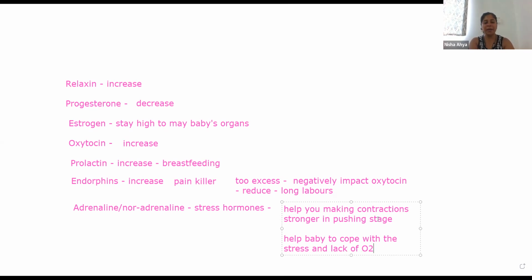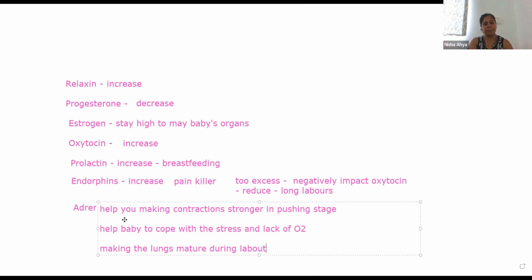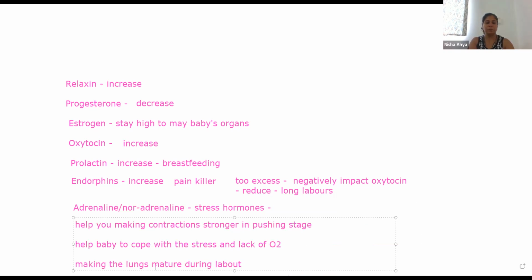And they also help in making the lungs mature during labor. The lungs of the woman, or of the mother of the kids? I don't understand. The baby. So adrenaline helps to do that to the lungs of the baby?